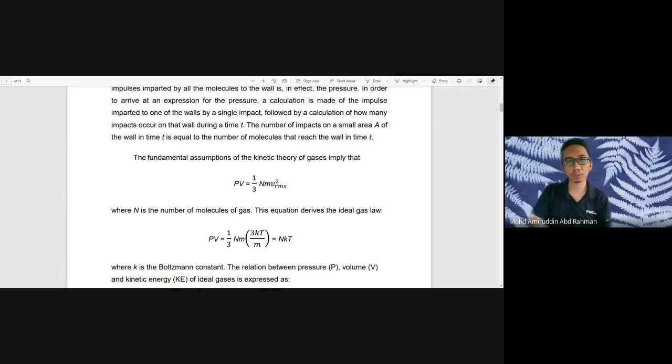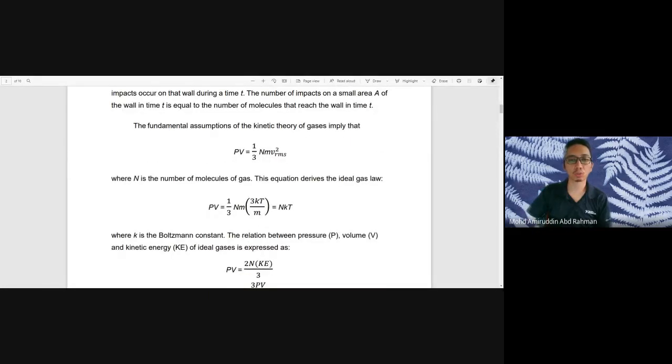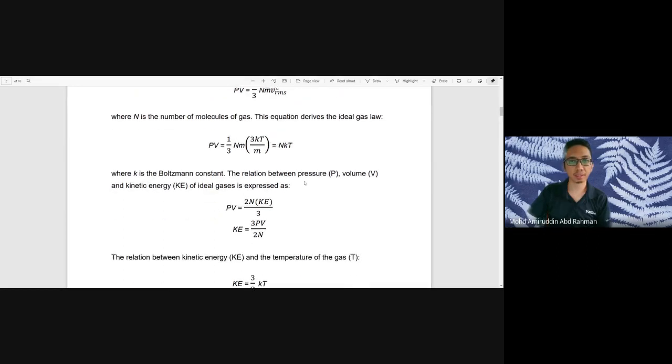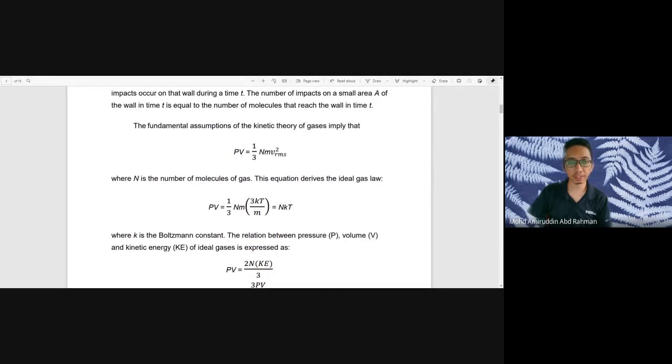So we can replace that v squared RMS with 3kT over m. Then you can cancel the 3 and cancel the m, so what is left is NkT, where k is the Boltzmann constant, N is the number of molecules of gas, and T is the temperature.